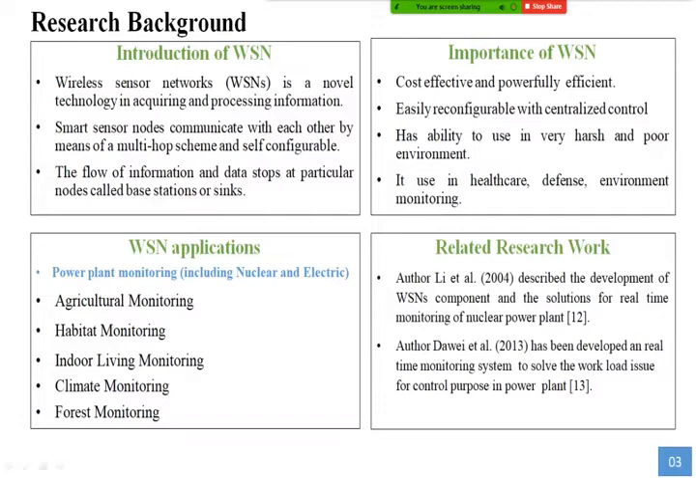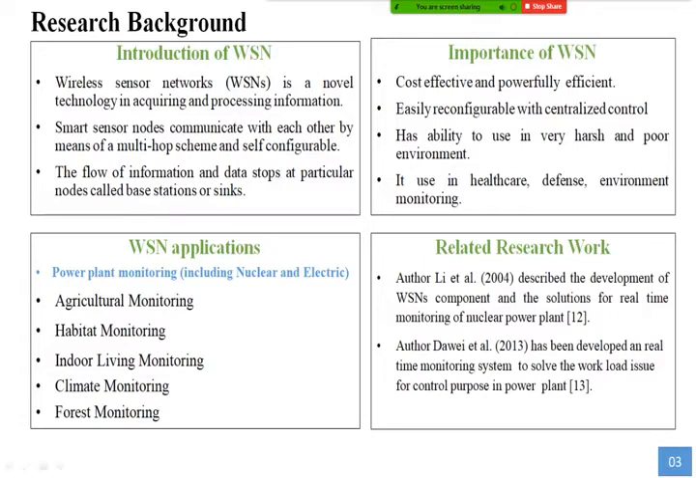Here's the research background. The research background consists of 4 points we have sketched out. The first one is the introduction about WSN, or smart wireless sensor networks, and then why it is important, why smart wireless sensor networks are coming, and then what the application areas of wireless sensor networks are. And we briefly discuss the 2 related works we found through our literature search.